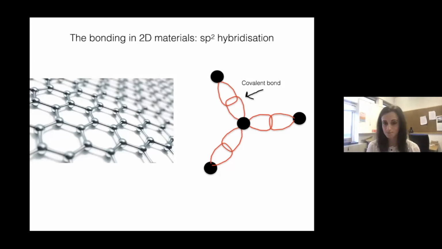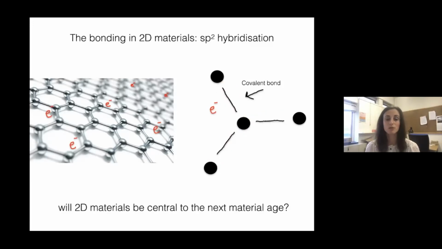on the left. Now, I said there were 4 valence electrons. 3 are involved in bonding. The 4th one is what we call delocalized. It's not bound to one atom or another, but it's free to roam about the material. And this is what enables graphene's high electrical conductivity, that is one of its real selling points, and has led to many people thinking that this must be the foundation of the material that will define the 21st century.